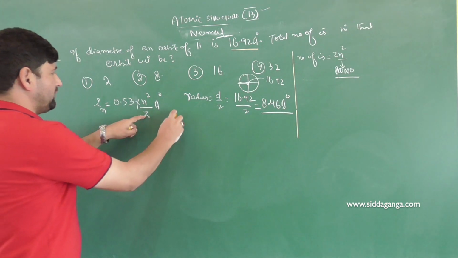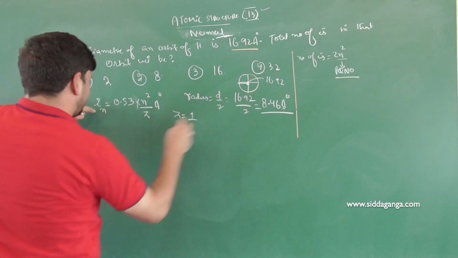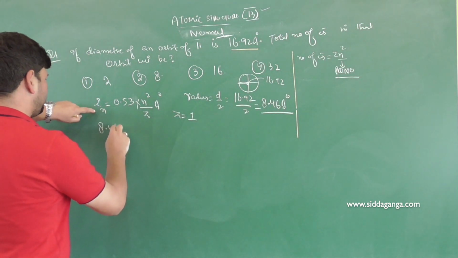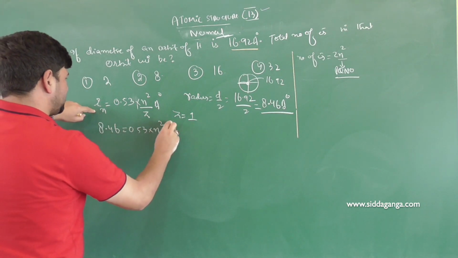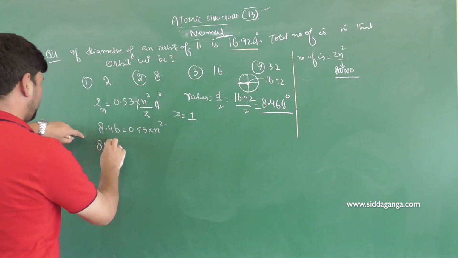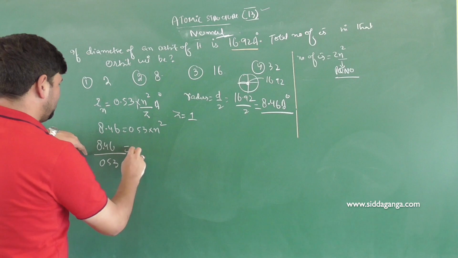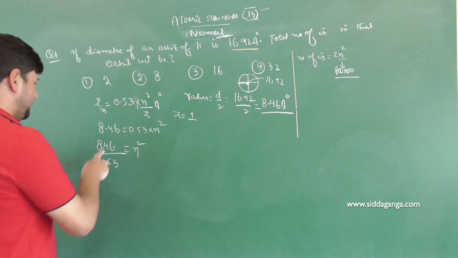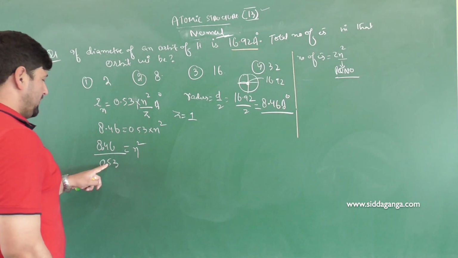Because this is a hydrogen atom, what will be the z value equal to? 1. So Rn is given to you as 8.46. So 8.46 equals 0.53 into n square. Technically, 8.46 divided by 0.53 will be equal to n square. Let us solve for 8.46 divided by 0.53.